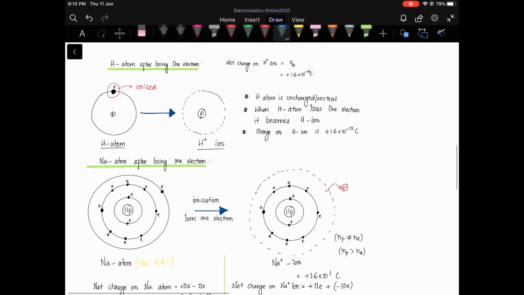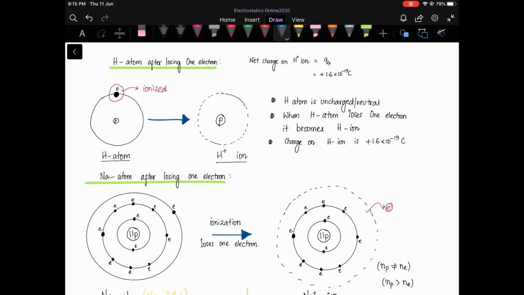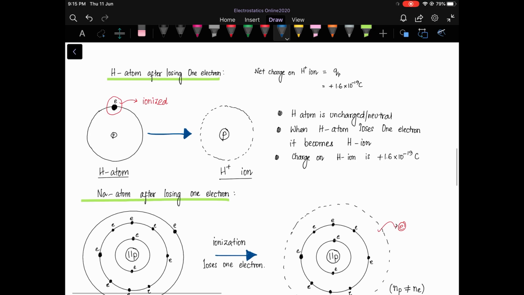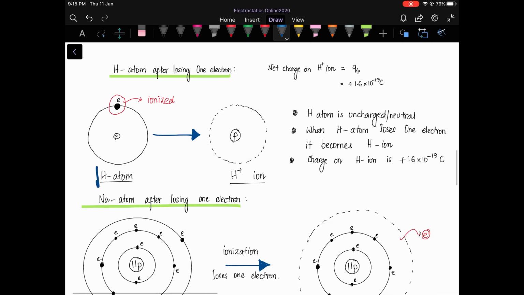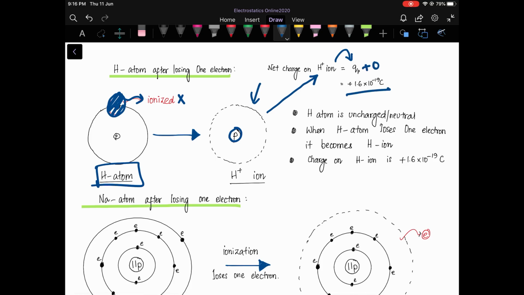Now how to make an atom charged? Let's look at hydrogen atom. So you see, we have a hydrogen atom here, and I've taken the electron from this hydrogen atom and we have ionized it. That means we have removed the electron. So if we do not have this electron here, the atom is simply going to have just a proton. Now if you calculate the charge on this H plus ion, we must write charge on proton plus, of course, nothing, 0, and I must get plus 1.6 times 10 to the power minus 19 coulombs.